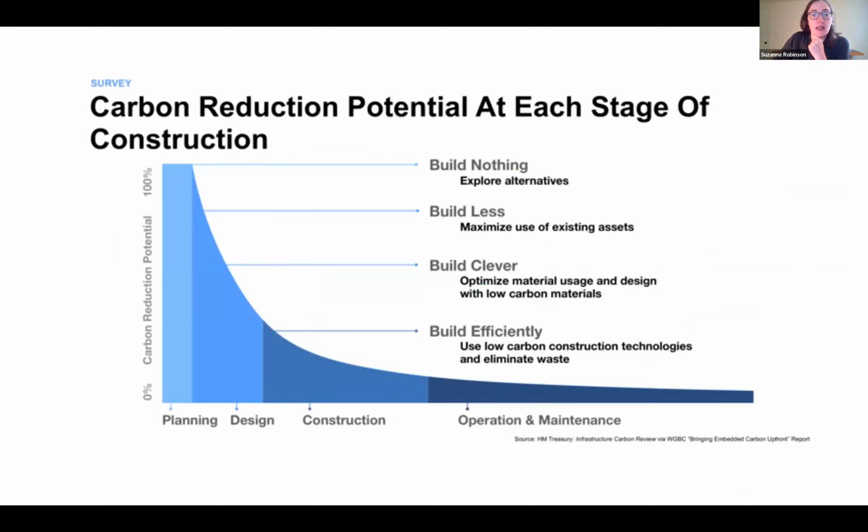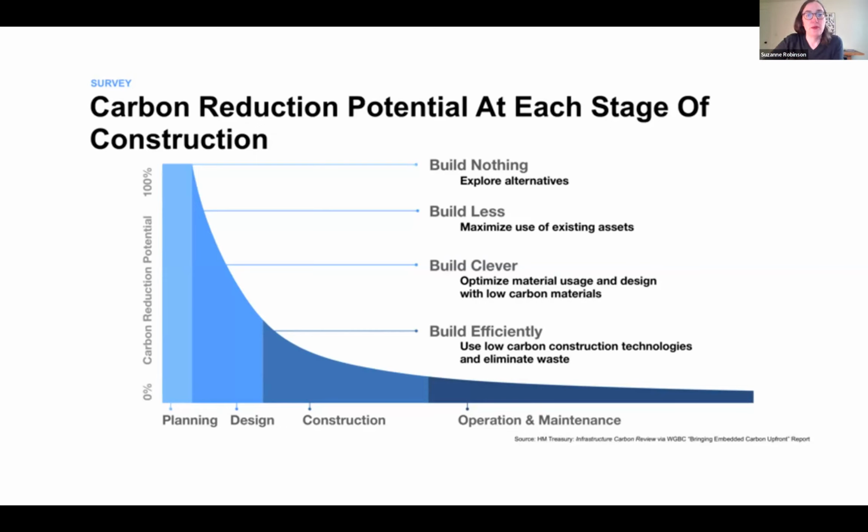And then I'm almost done here. So the carbon reduction potential, I feel like I've seen variations of this slide from day one of being in the sustainability field, is that earlier on in the project, in the planning stages, is when you have the biggest impact and lowest cost for whatever your sustainability goals are.